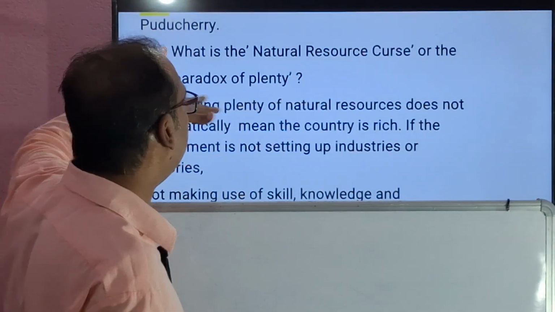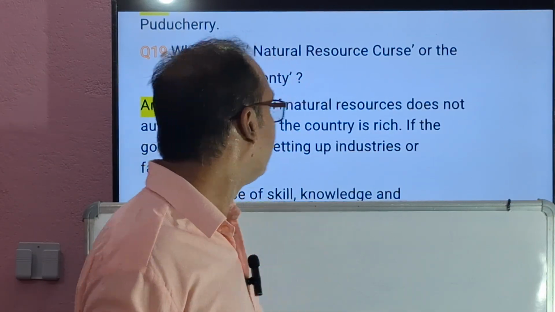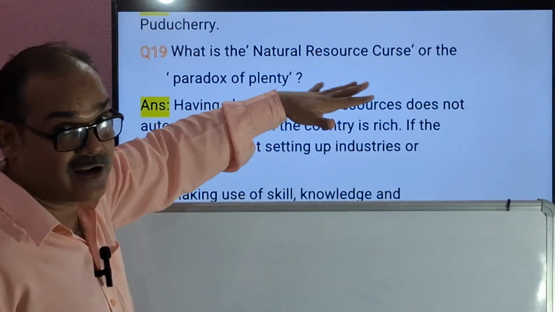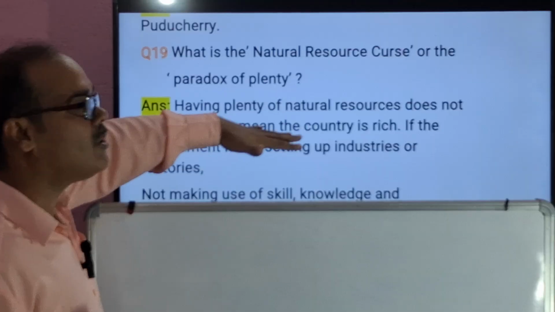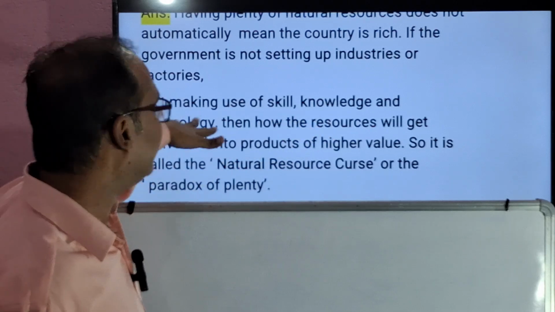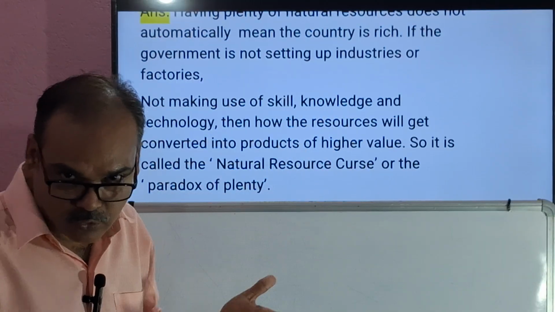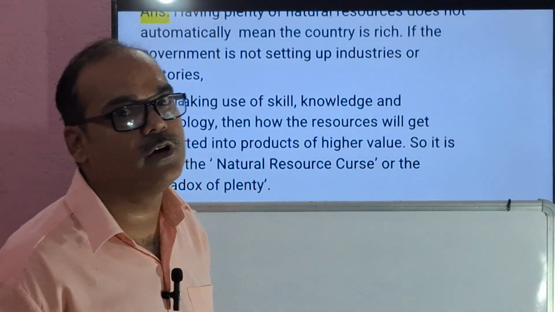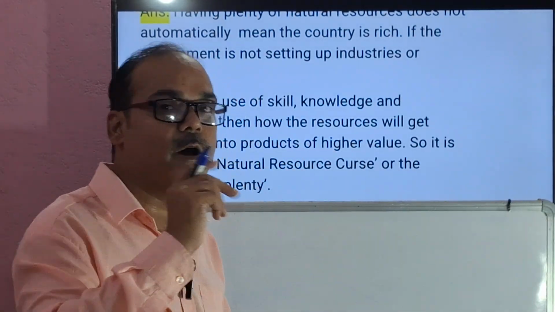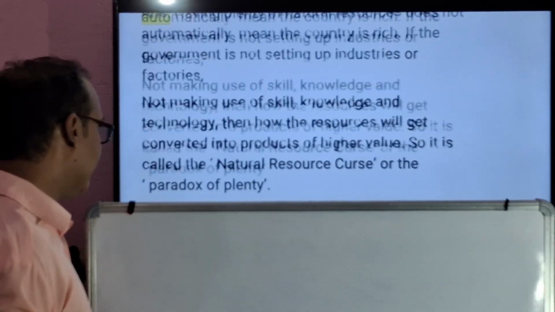Next, what is the natural resource curse or the paradox of plenty? It's a very important question. Children get confused, but it's very simple. Having plenty of natural resources does not automatically mean the country is rich, right? If the government is not setting up industries or factories, not making use of skill, knowledge, and technology, then how will the resources get converted into products of higher value? Is it possible? No. Only having resources will not work. The government will have to set up industries to convert those resources into products of higher value. So it is called the natural resource curse or the paradox of plenty.